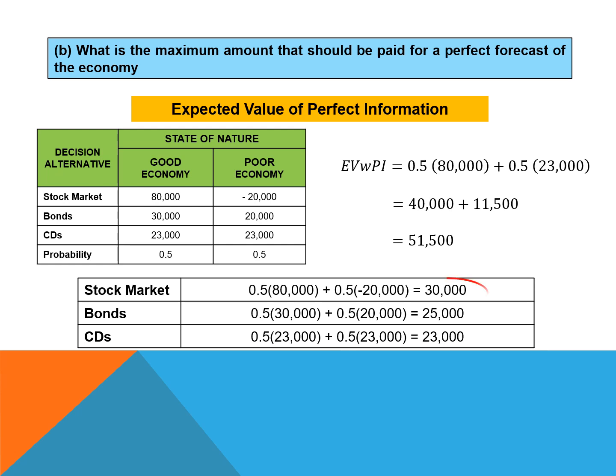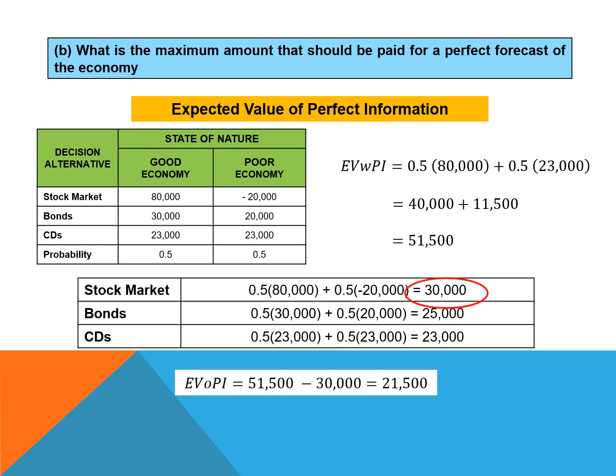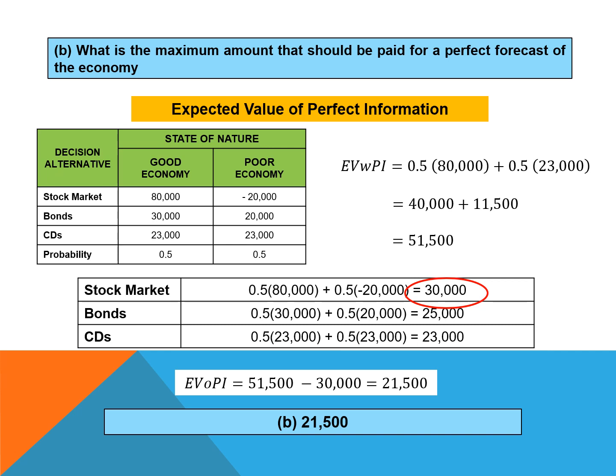So the solution is the expected value with perfect information, 51,500. We subtract the highest EMV, which is 30,000, and we get 21,500. So that is the expected value of perfect information. So the answer is that the maximum amount to pay for a perfect forecast of the economy is 21,500.